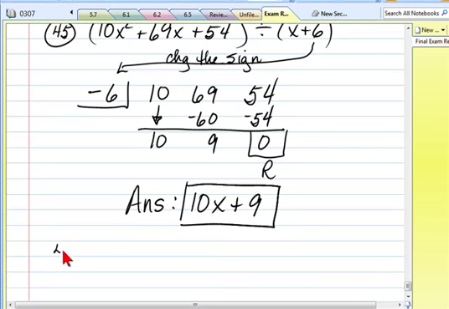Number 46. And I'm looking at my solutions that I did.